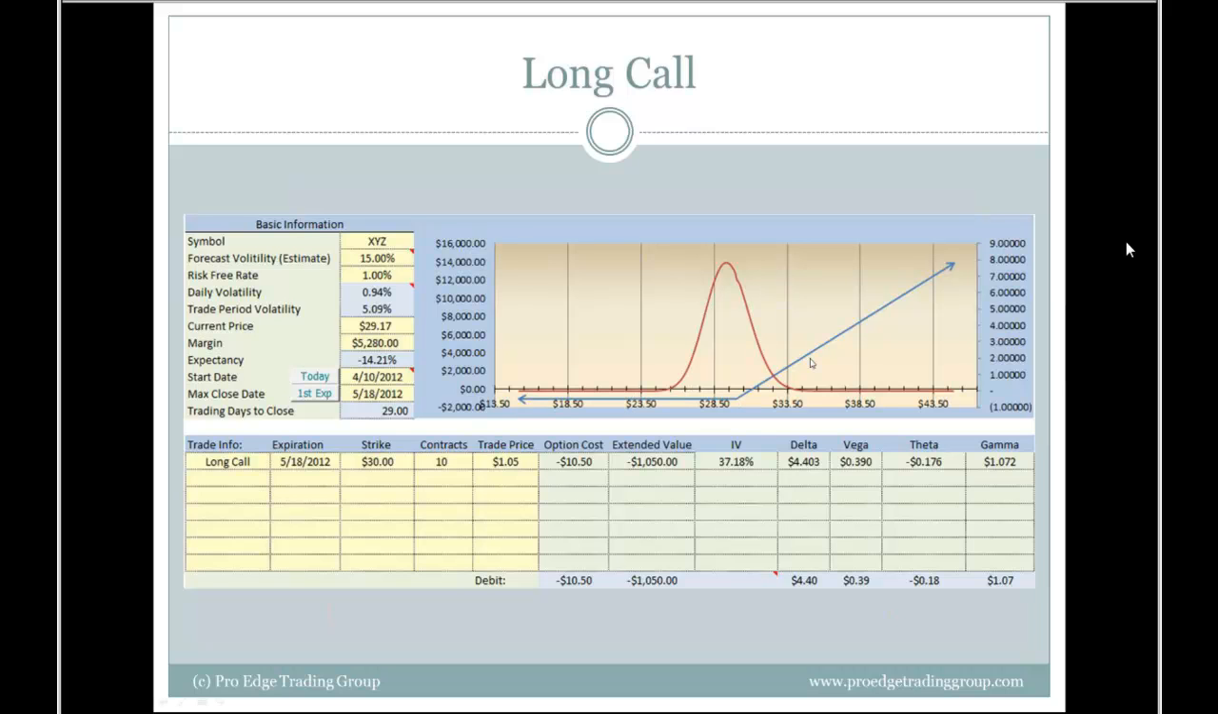You can see the blue line. This is a very standard chart for a long call. This red line represents where the stock price is and what's the probability of the stock price hitting one of these levels at some point in the future. Now, I actually have a spreadsheet that I'm going to flip over to. Okay.